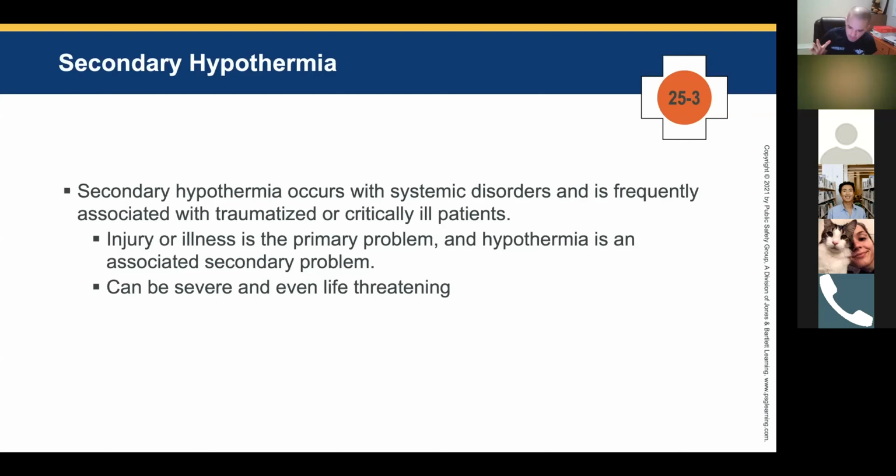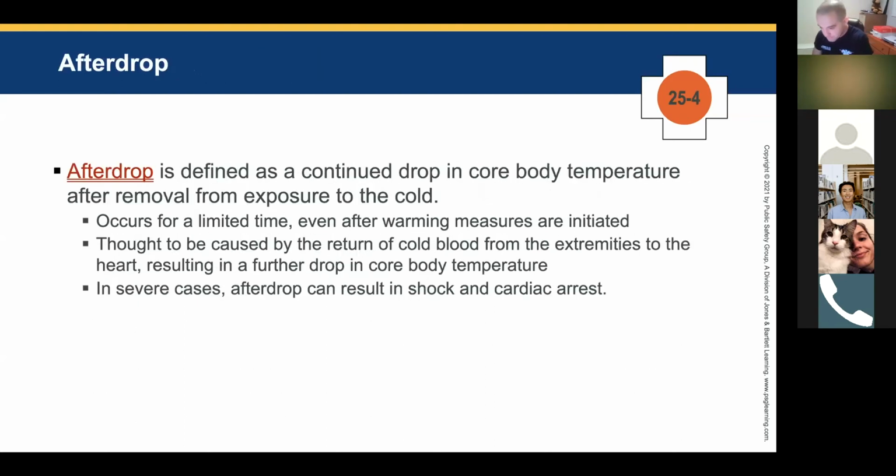And so the concern with burns is that we lose our body's ability to regulate the body temperature. Therefore, we can see the secondary hypothermia setting in. So we want to make sure that if patients have another condition, we are keeping them as warm as possible to prevent the secondary hypothermia from setting in.